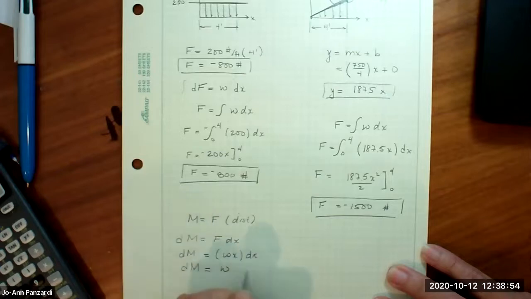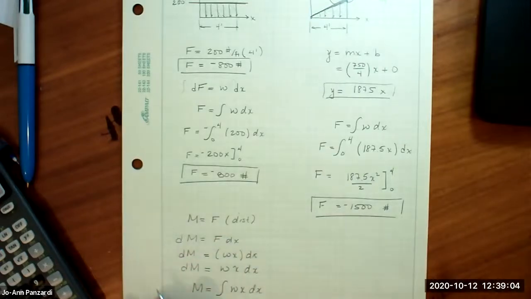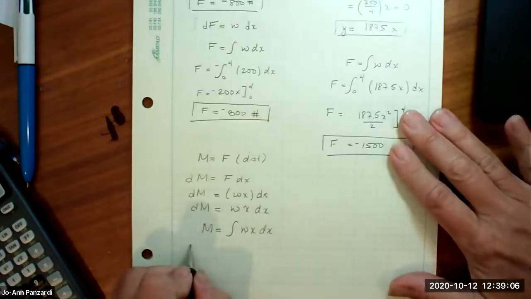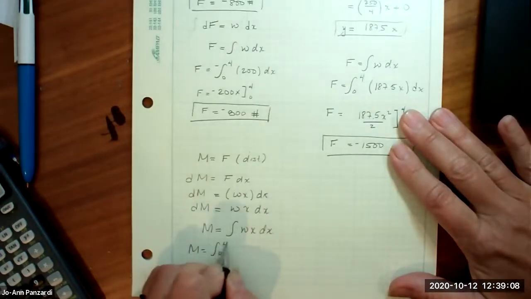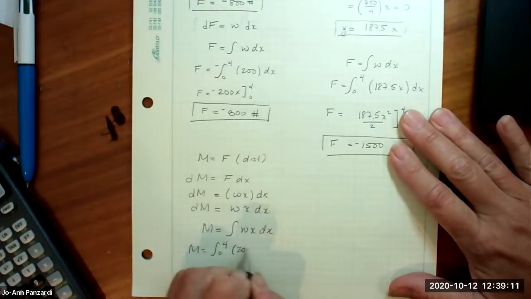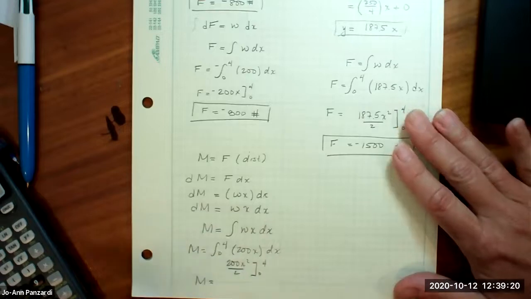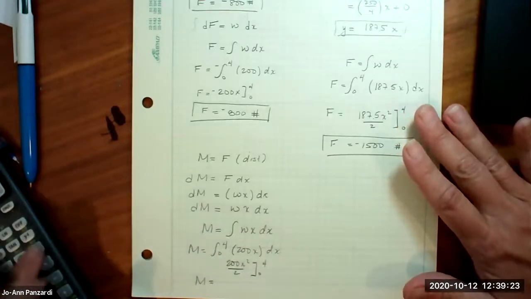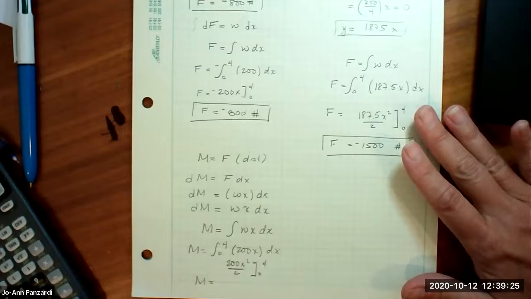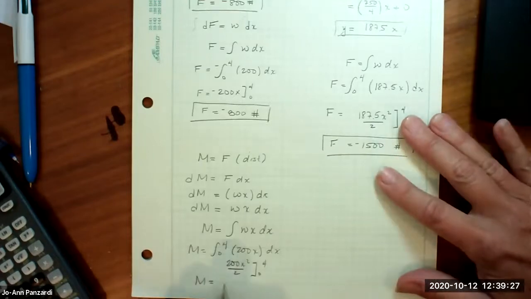Sorry, I forgot to put the Wx dx. So the moment is equal to the integral of Wx dx. In this particular case, the moment for this problem is the integral from 0 to 4 of 200x dx, so it's 200 x squared over 2 evaluated from 0 to 4, and the moment turns out to be 16 divided by 2 times 200, 1600.